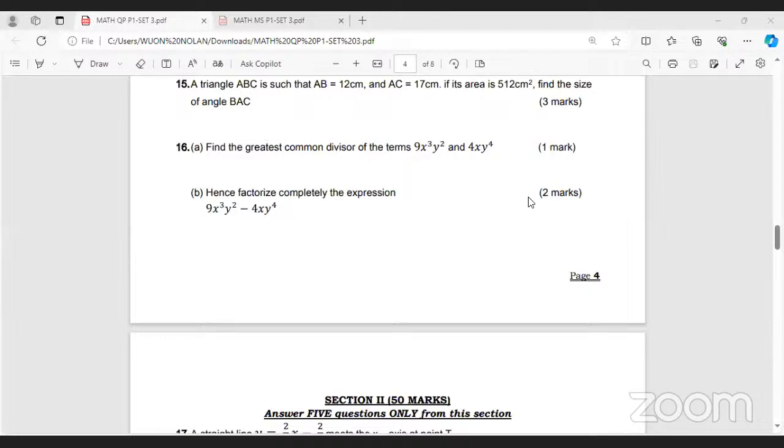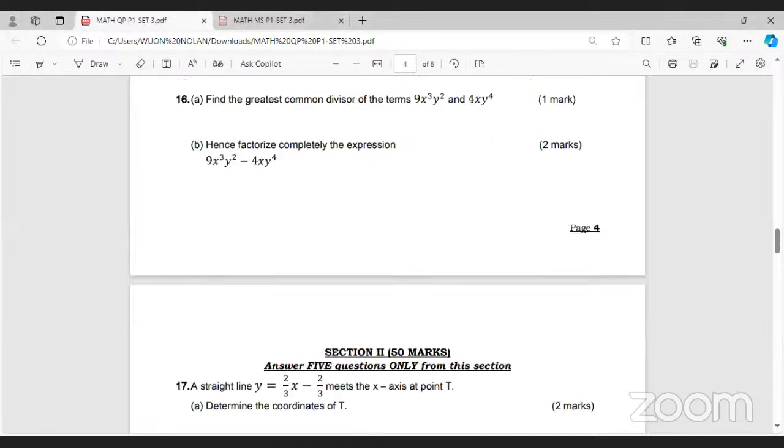A question on, again, factors, but testing on GCD. But we are given a combination of numbers and terms. So find the greatest common divisor of the terms 9x cubed y squared and 4x y to power 4.